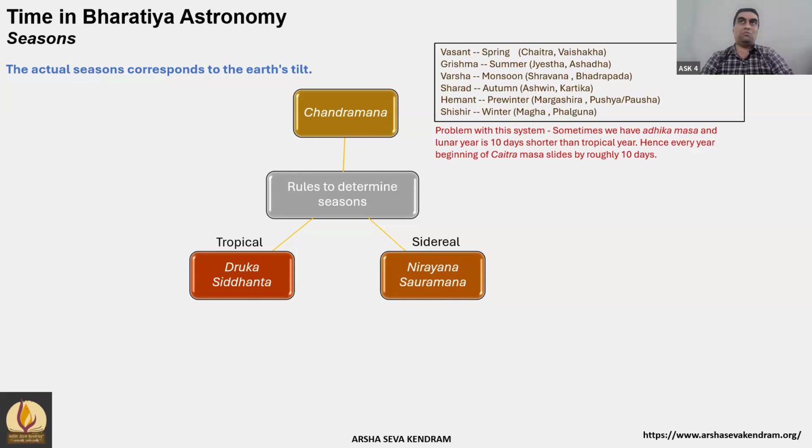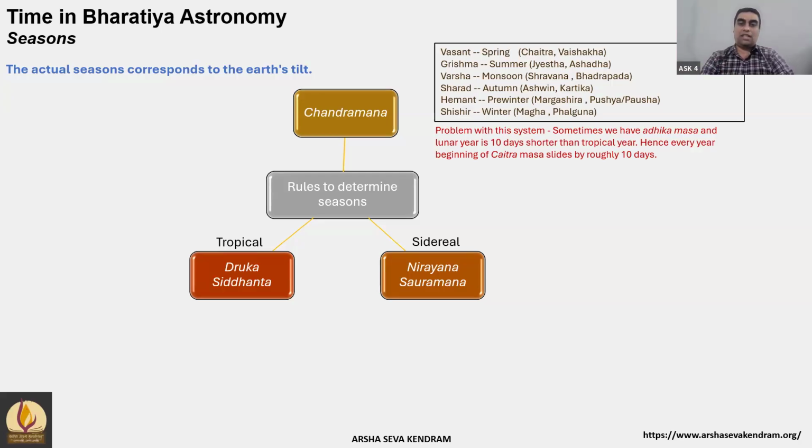So the Chandramana system will not work, because like we saw, the sun is the cause of the season. So any calendar that we use must align with the sun's calendar, not with the moon's. Any lunisolar or lunar calendar must align with the solar calendar.